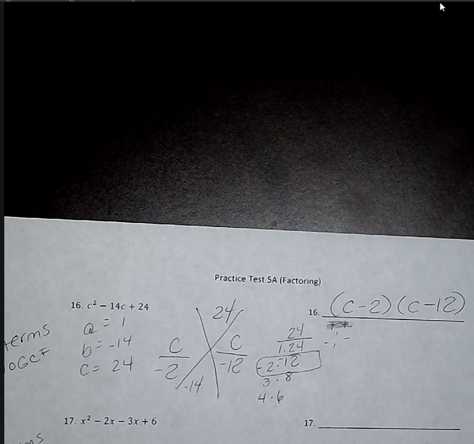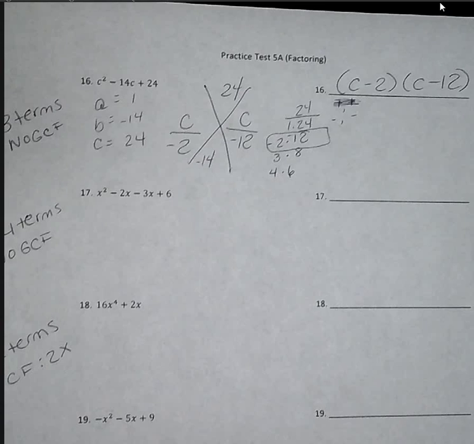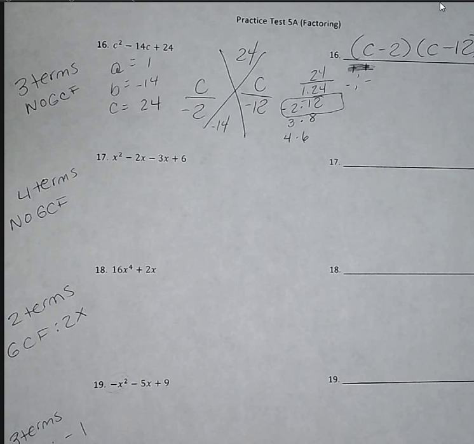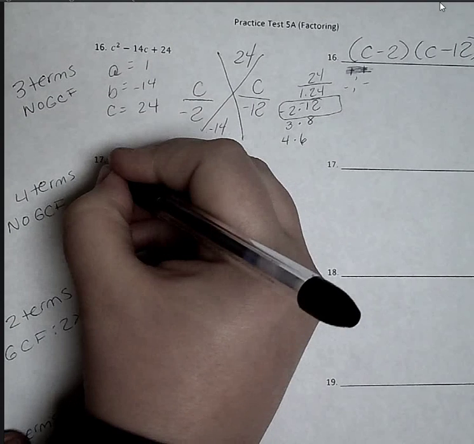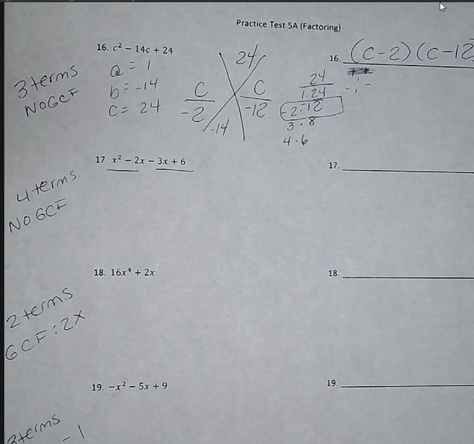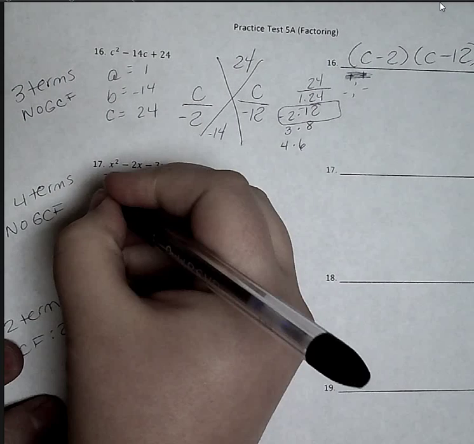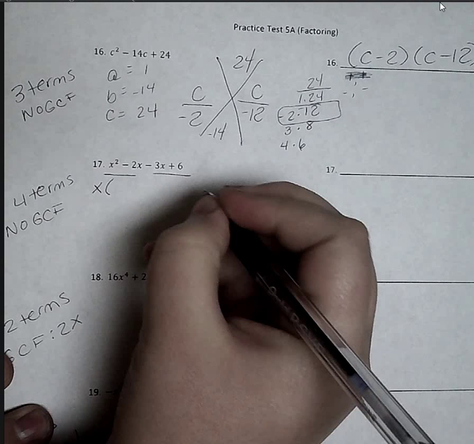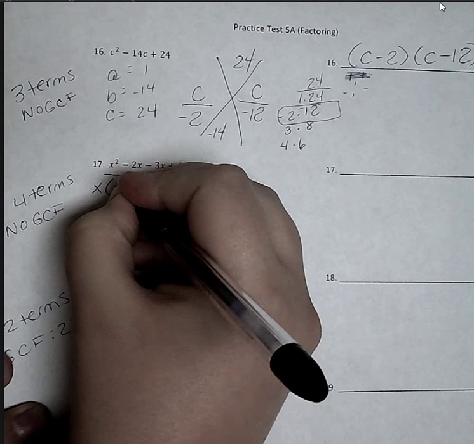So now let's look at number 17. This is a grouping problem because there are 4 terms. So underline your first 2 terms and then your second 2 terms. So my first 2 terms have an x in common, so I'm left with x minus 2.